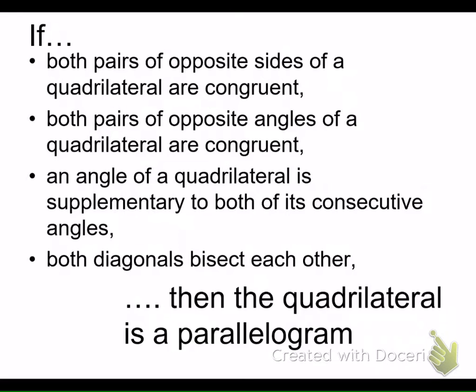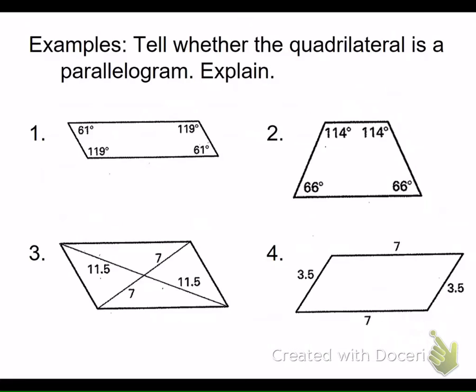So the things we're going to look for. We're going to look for opposite sides congruent. We're going to look for opposite angles congruent. We're going to look for consecutive angles supplementary, so add to 180. We're going to also look that the diagonals bisect each other. If any of those things are true, we're going to say, yes, it's a parallelogram. Okay? Pick your favorite 2 and draw them.